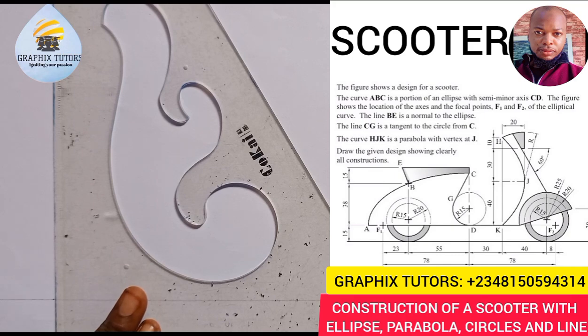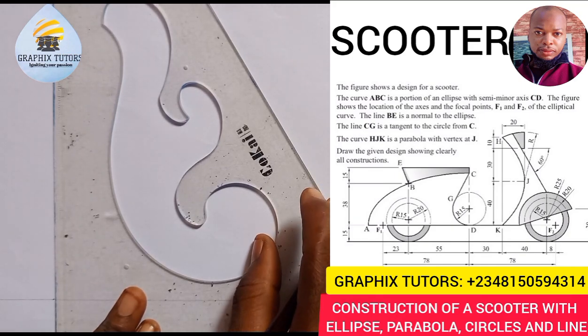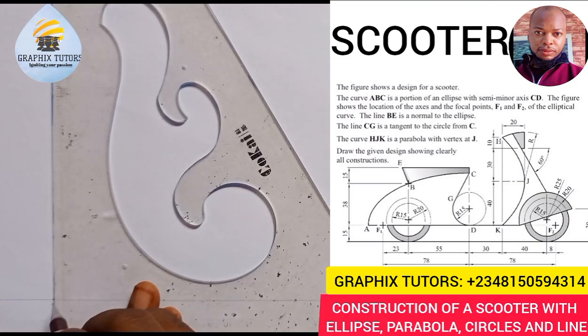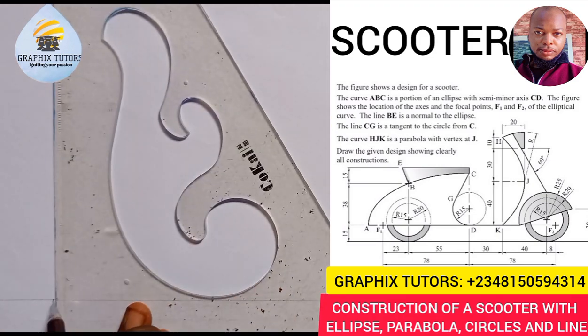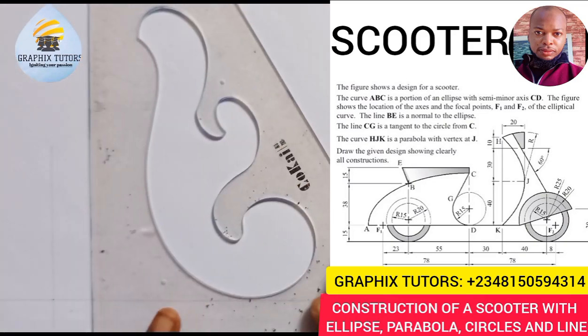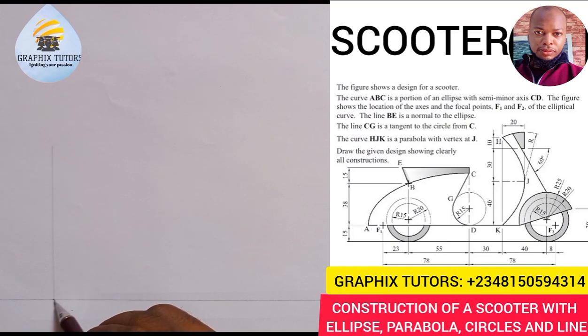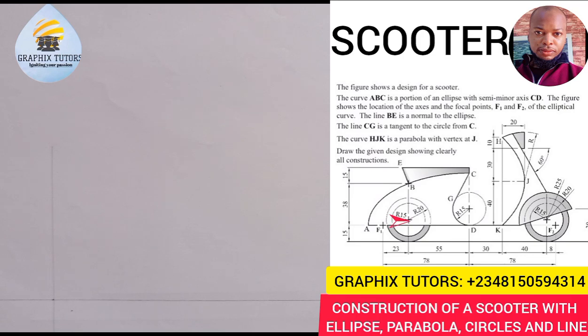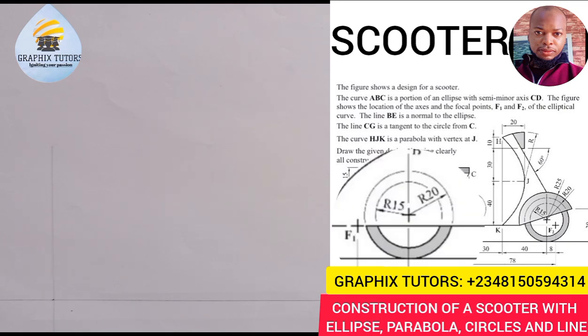Is that taken? So if I should do that, I will just come here and draw a vertical line on that point in this fashion here. Can you see that? So where they meet here, where my arrow is pointing, that will be the center of the wheel of the scooter. Now if you look at that closely, we are given two circles.